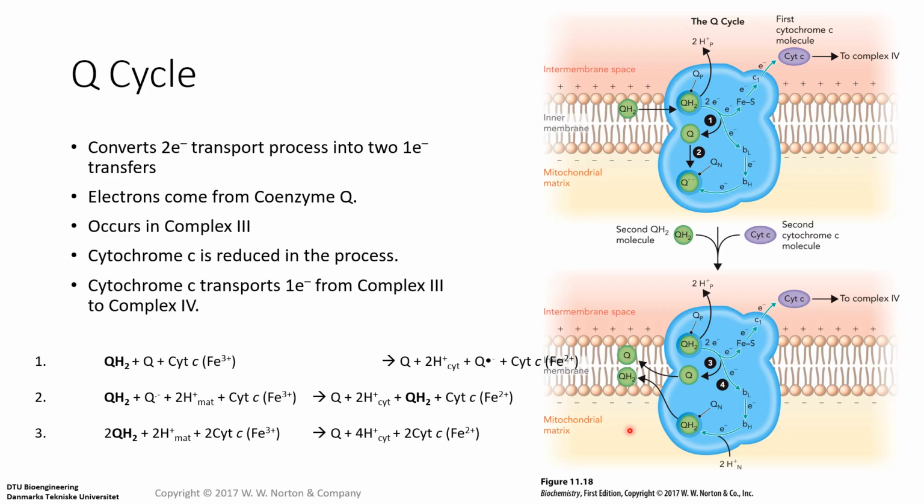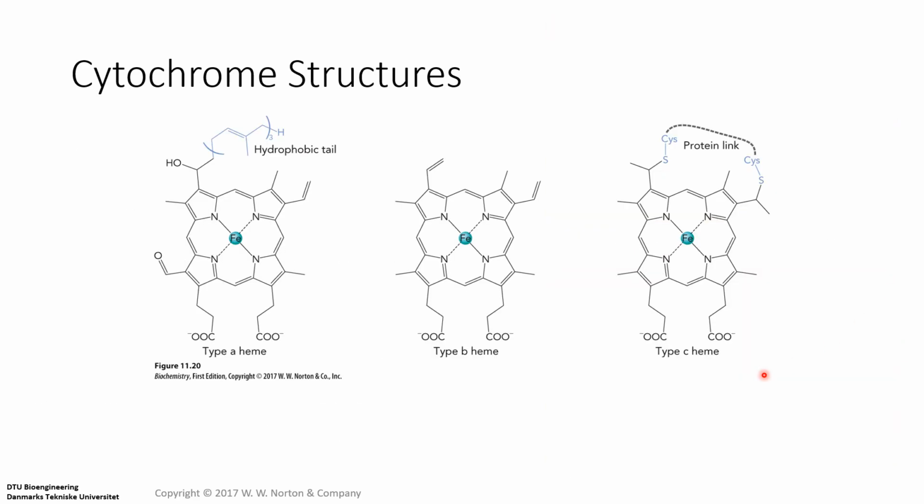So that's the Q cycle, also described in many other places, and I have tried to see if I could find a video where it's also been described for other people with an animation, and it should be now on Did You Learn? Part of this is the cytochromes.